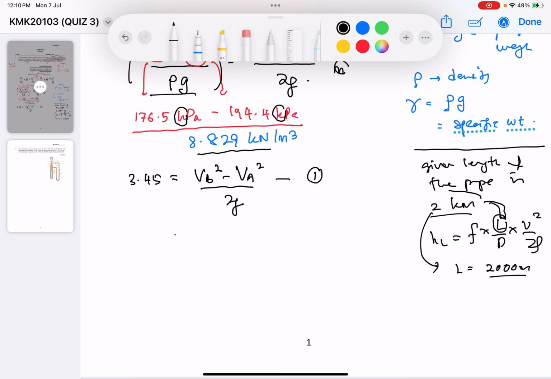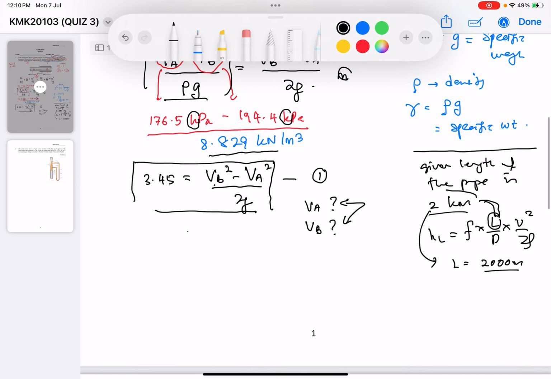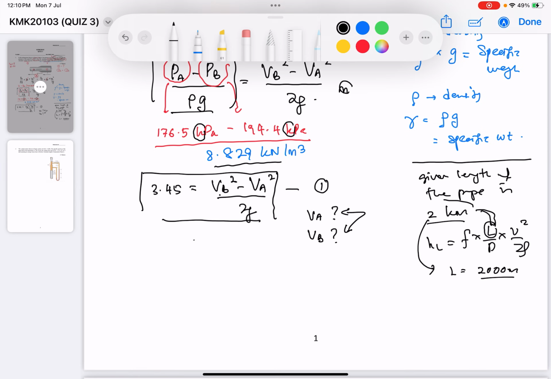You notice that here I have VB and VA, meaning that I have two unknowns. I don't know the value of VA, and I also don't know the value of VB. By knowing only one equation, equation number 1, but having two different unknowns, I cannot really solve this, meaning that I need another equation. Just like the example I gave you in class: let's say I have one equation, A plus B equals 10. During the class I did ask you, what is the value of A? You cannot really have any value of A. Why?